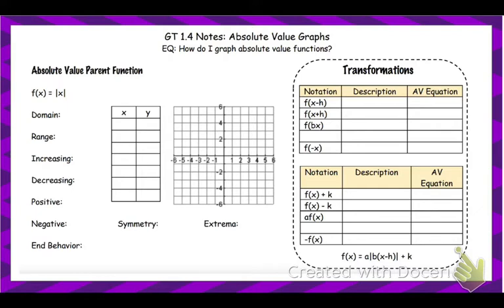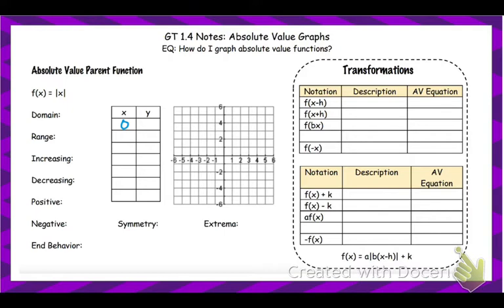So the absolute value parent function is just the absolute value of x. And if you remember, absolute value is a number's distance from 0. So like the absolute value of 3 is 3, but the absolute value of negative 3 is also 3. So in order to see what this graph is going to look like, we're just going to pick some test points to plug in. I almost always start with 0, just to see what happens there.